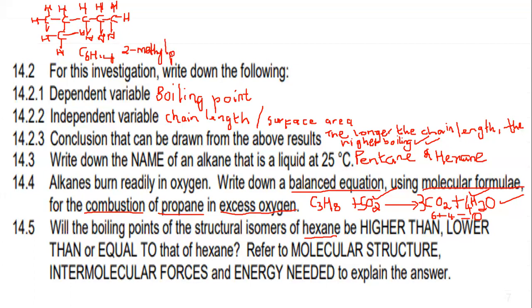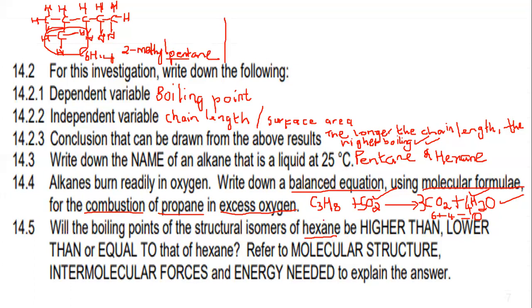2-methyl pentane is a branched chain. It has a branch, so we have a substituent. But when we look at hexane, hexane is a straight chain. So what do we say then? We say that, because this one, the longest chain without breaking, is now a pent, it's 5 carbons long. But with hexane, it's 6 carbons long.